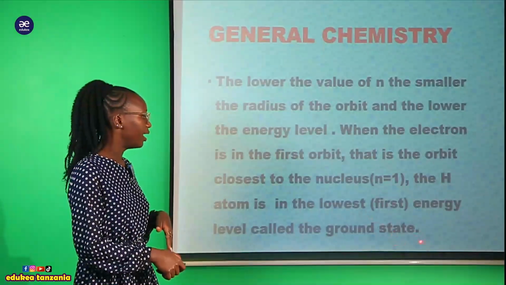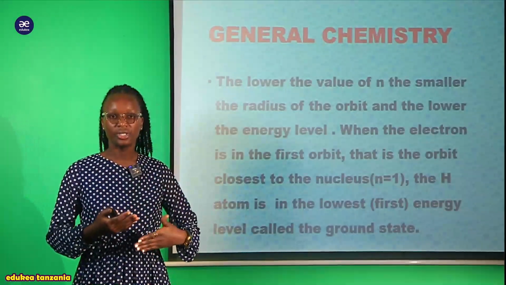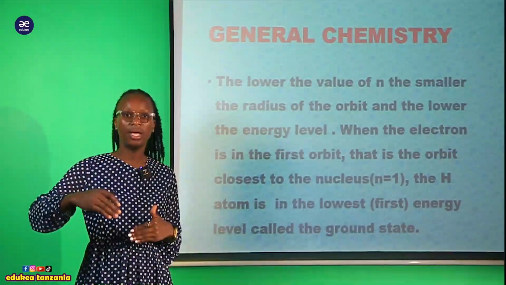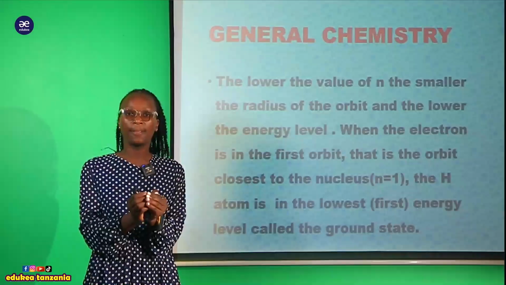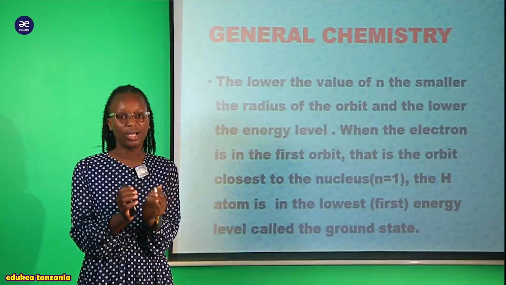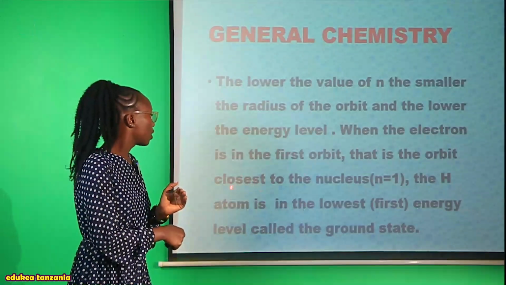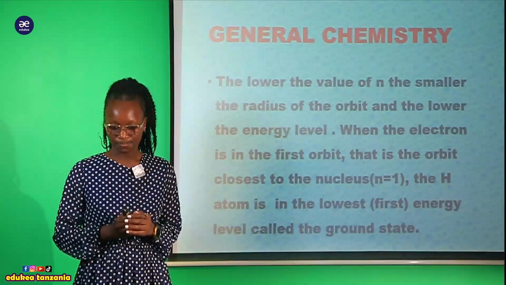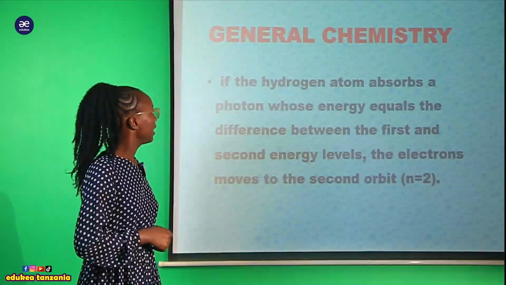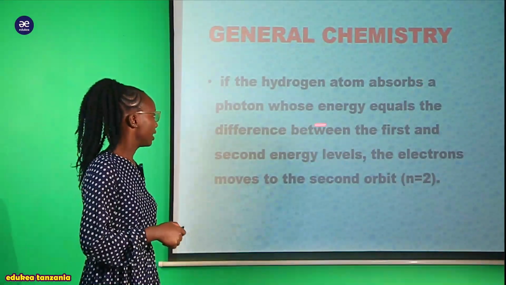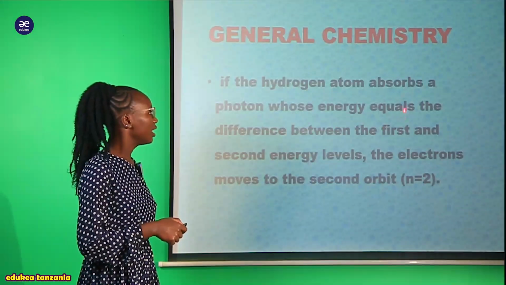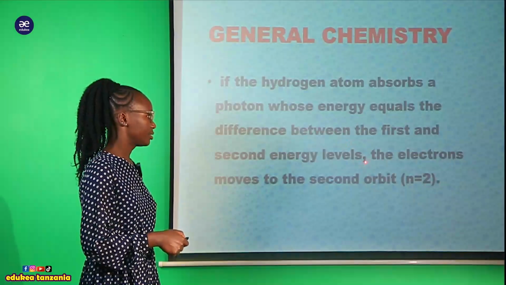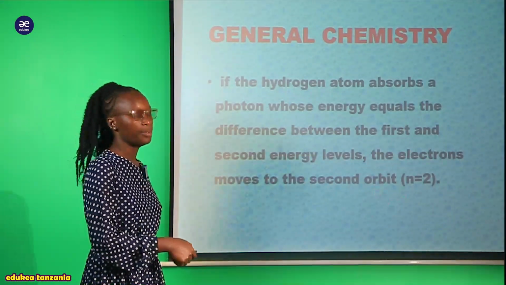At the ground level. Ina maana pale hamna ile energy absorption ili zile electrons zifanye excitation ziende kwenye level nyingine. Instead ziko pale kwenye ile closest orbit ambayo ipo karibu na nuclear. So now you can see that if the hydrogen atom absorbs a photon whose energy equals the difference between the first and the second energy levels, the electrons move to the second orbit.